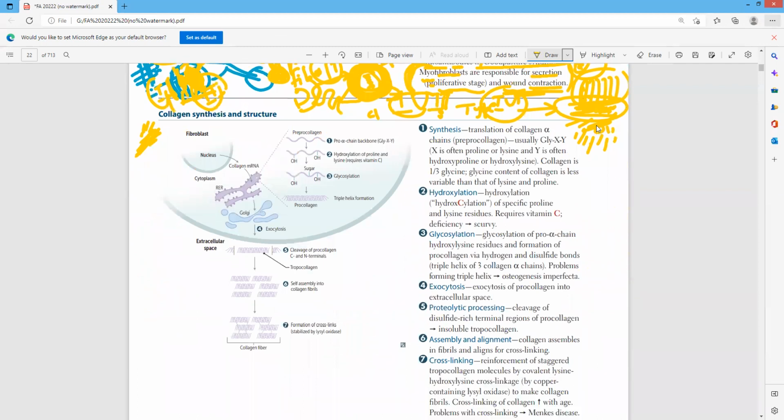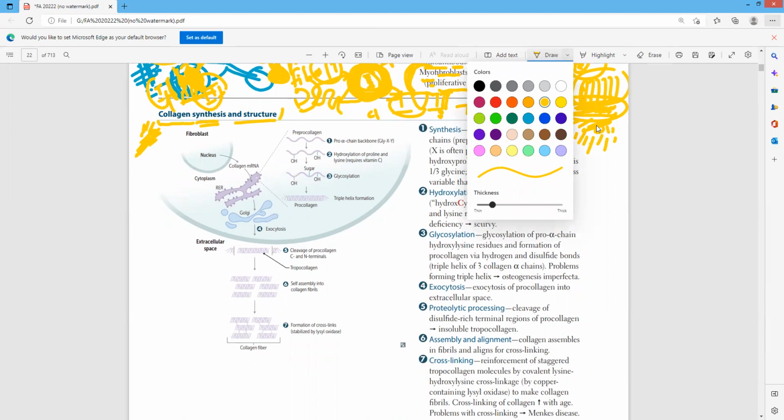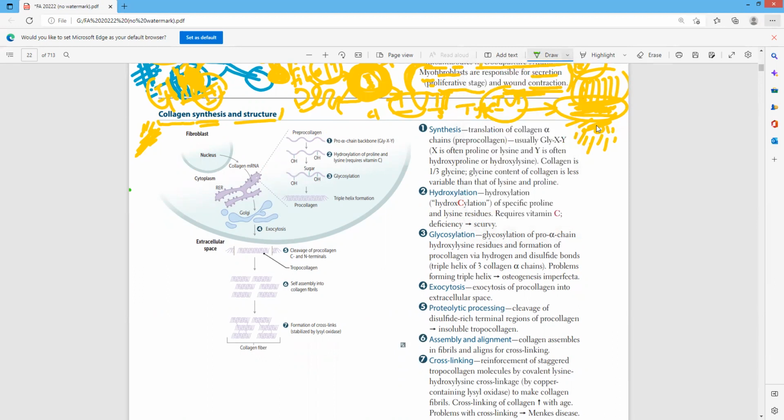Here we are going to see the synthesis and the structure of the collagen. Follow with me. Here is the fibroblast, and here you have the nucleus. The nucleus contains what? It contains the DNA, and the DNA contains what? It contains the gene. It will be responsible for producing what? For producing the protein, the collagen.